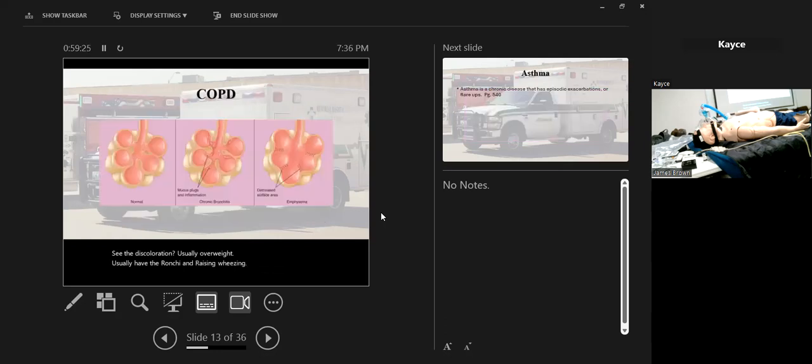It's a little difference in what they look like. Normal airways are nice and open, right? In chronic bronchitis, they get a lot of mucus buildup in there, so they'll be coughing. They usually have a pretty productive cough. With emphysema, you actually have a decrease in the surface area in here.